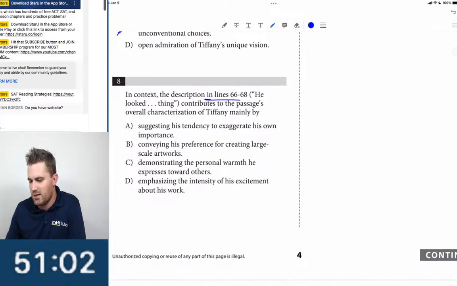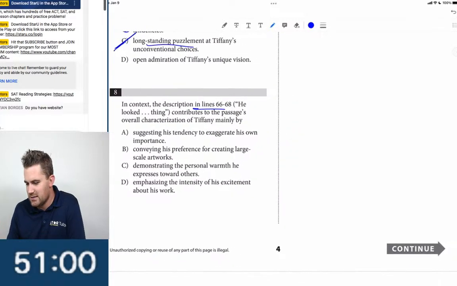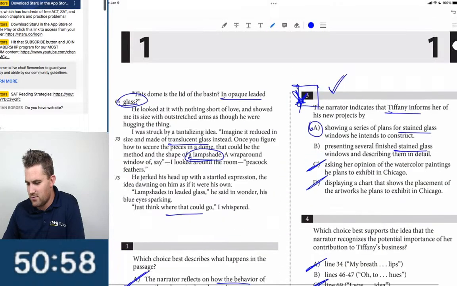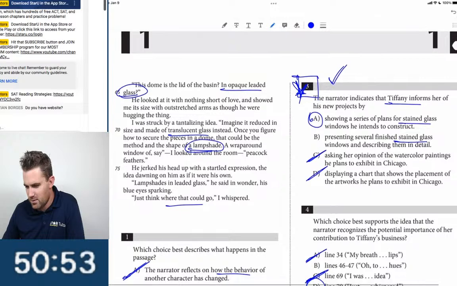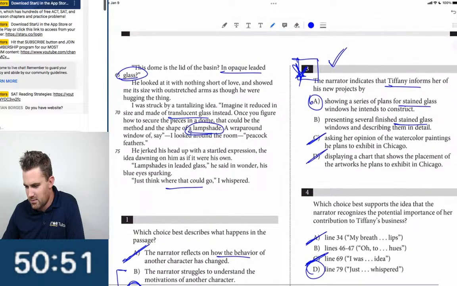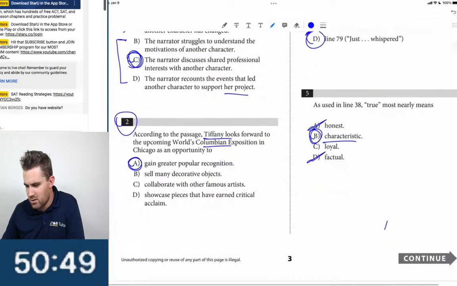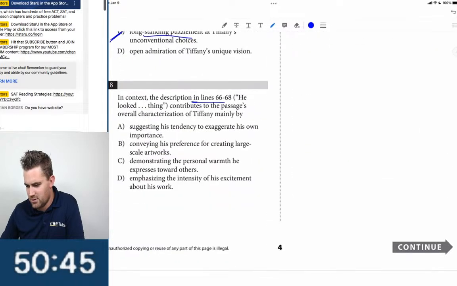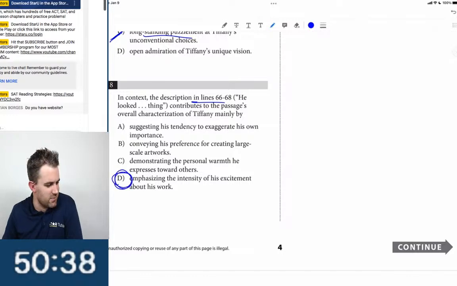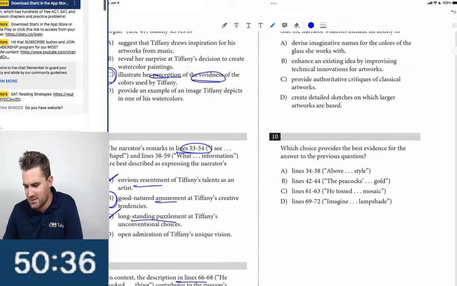Lines 66 through 68 can be the overall characterization of Tiffany. Look at his love of the importance that made it perfect. Push the warmth to express this. Yeah, I think, right, guys, does everybody see this in terms of it's got to be emphasizing the intensity of his excitement? Let me keep going.